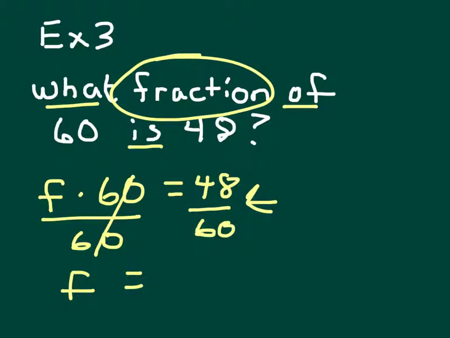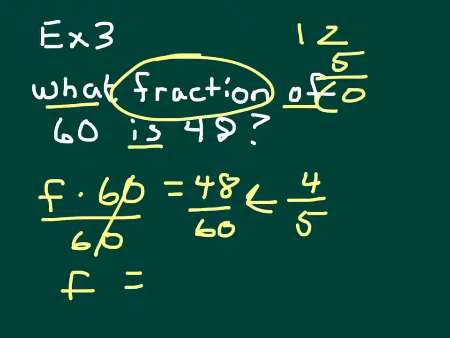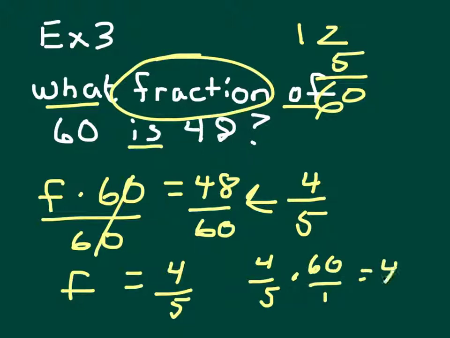Start by dividing by 2. You could keep on dividing by 2. Something I see right away is you could divide both of these by 12, giving 4 and 5. I'll check to make sure that 12 times 5 is 60. So my fraction is 4/5. What fraction of 60 is 48? Well, if I take 4/5 of 60, I am going to get 48, and you can check it that way.